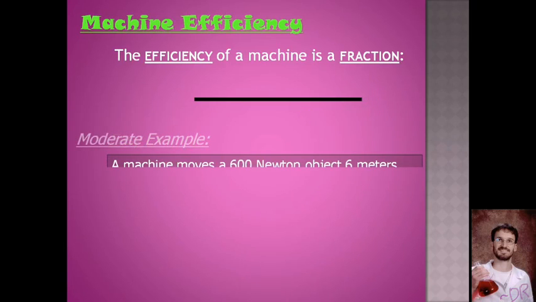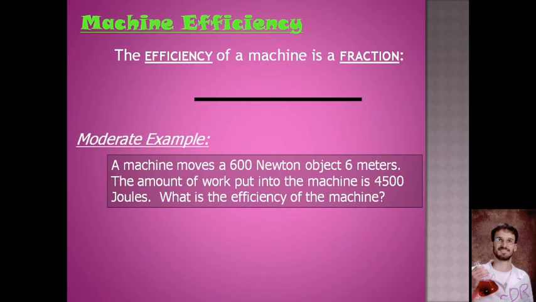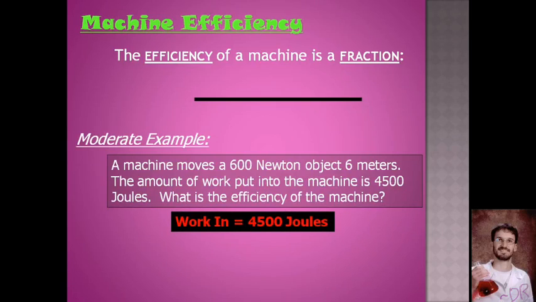How about a little bit more of a moderate example? You're going to see how all of this physics starts to work together. Now we have a machine, just some random machine, that can move a 600 Newton object a distance of 6 meters, and we know that the machine can generate 450 joules of work. What's the efficiency of the machine? I'm sorry, I said 450, I meant 4,500. 4,500 joules is how much work the machine can do. That's our input. We know that we have 4,500 joules of work going into the machine.